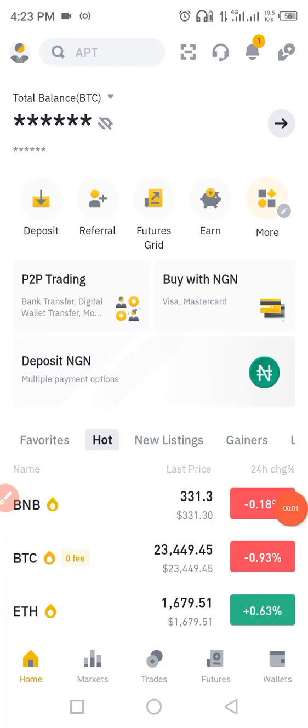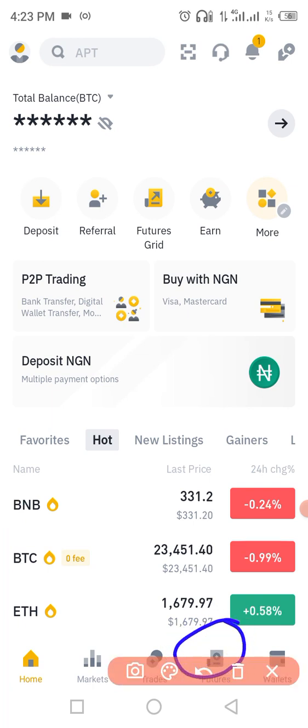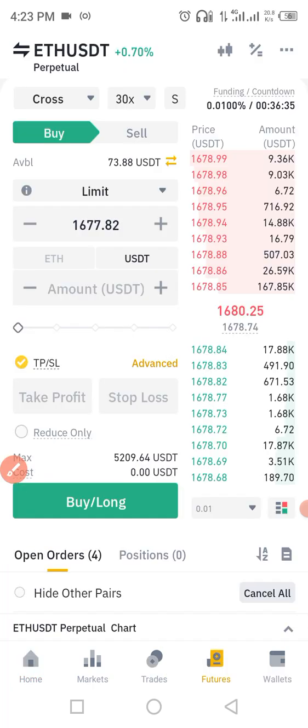So welcome guys. In this module, I'm going to be walking you through the futures trading interface. Of course, this is our Binance. The moment you log in, all you need to do is go to your futures section. You click on it, and this is how it opens.